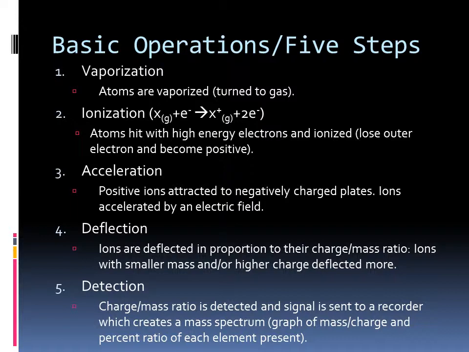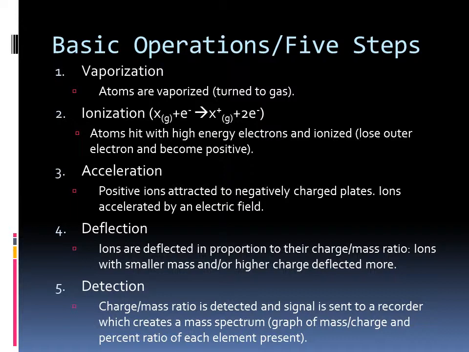The 2 electrons at the end are the electron you fired and the electron that was knocked off. The third step is acceleration, which occurs when the positively charged ions are attracted to negatively charged plates, causing them to accelerate.